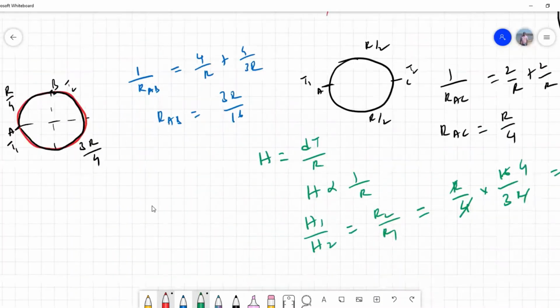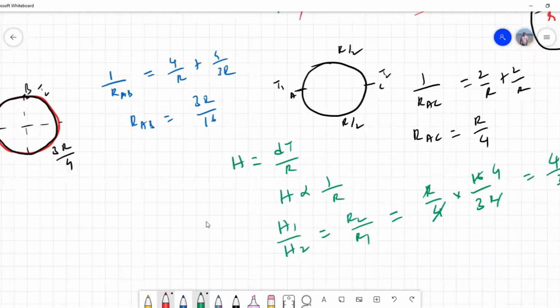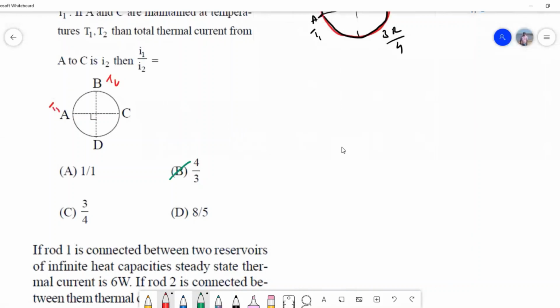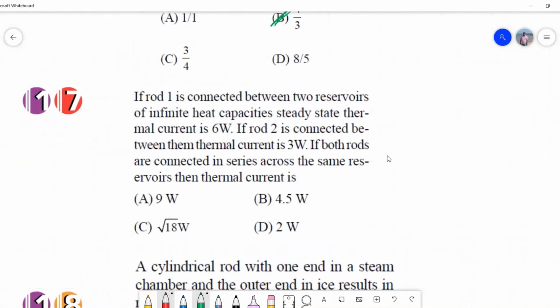It's a very good problem. So first we find the effective thermal resistance, then use this concept. So the answer should be 4 upon 3. So here I took I1, I2 as H1, H2, both the same. Let's move on to problem number 17.